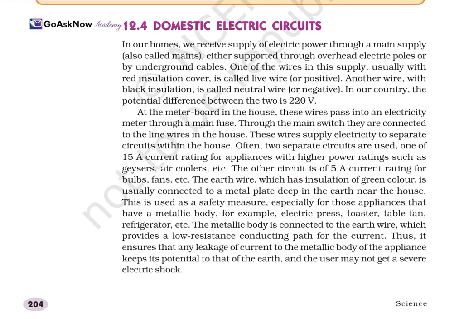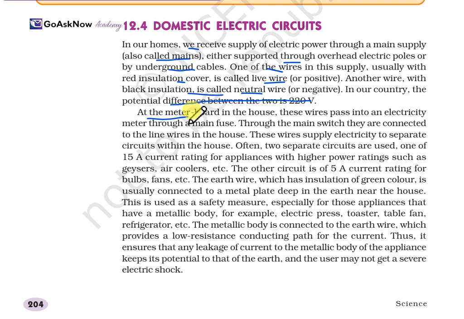Now, the domestic electric circuit. In our homes, we receive a supply of electric power through the mains supply. It is supported either through overhead electric poles or underground cables. One of the wires in the supply, usually with red insulation cover, is called the live wire or positive. Another wire with black insulation is called the neutral wire or negative. In our country, the potential difference between the two is 220 volts.